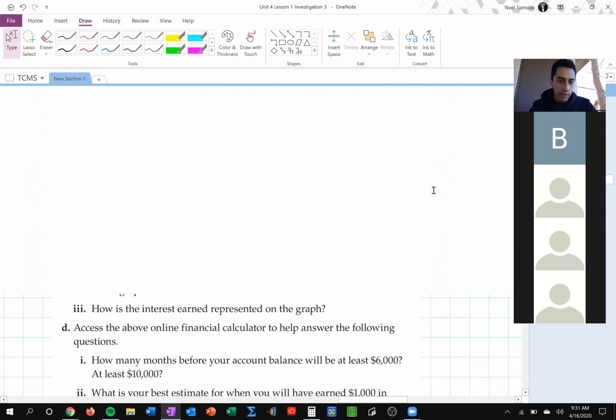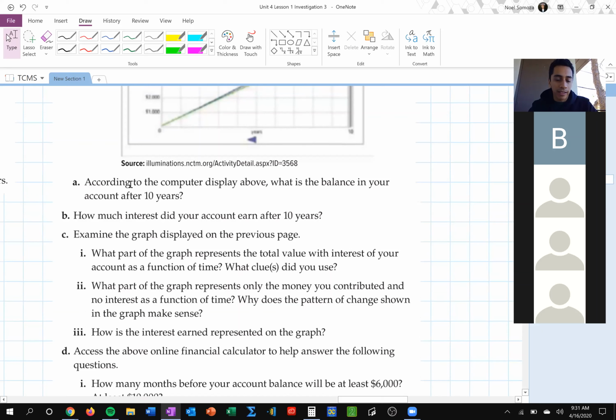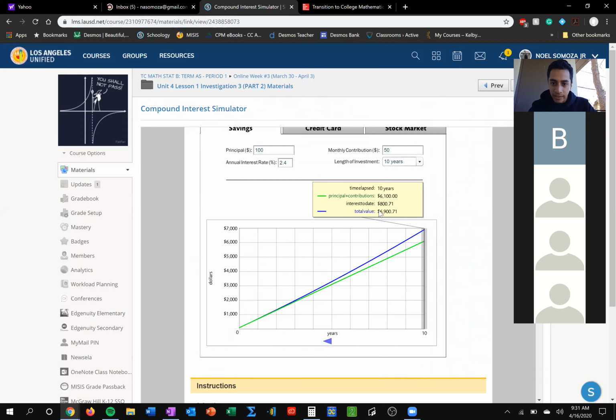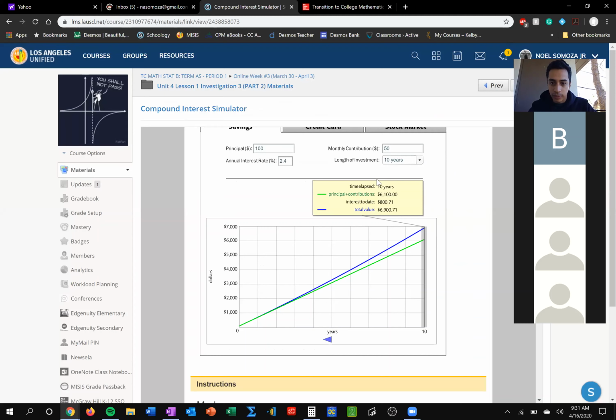Yeah. So it says, according to the computer display above, what is your balance in the account after 10 years? Okay, so let's go back to it. Here it's telling us that the total value in your account is going to be $6,900.71. The reason you have a blue and a green is to differentiate between how much money you contributed versus how much money was earned in interest over that period of time. Remember that the total value is composed of both factors, how much money you put in as well as what the interest rate is earning for you.